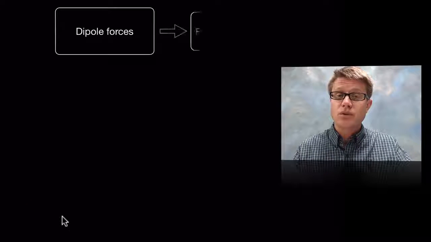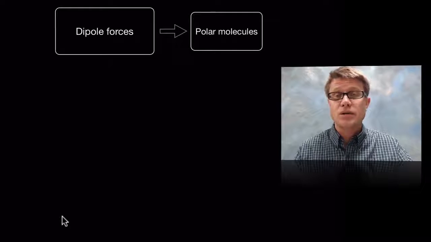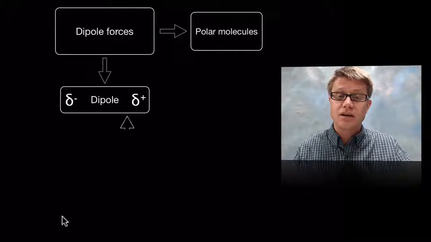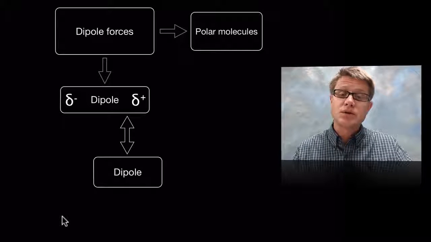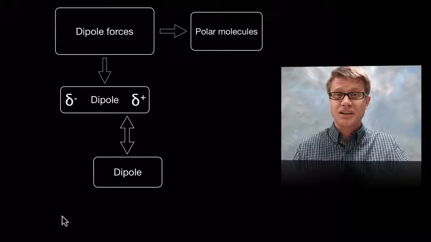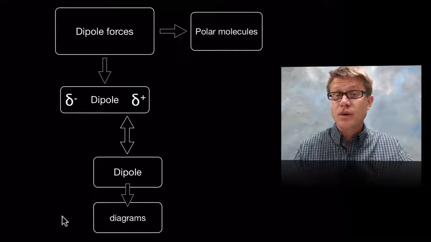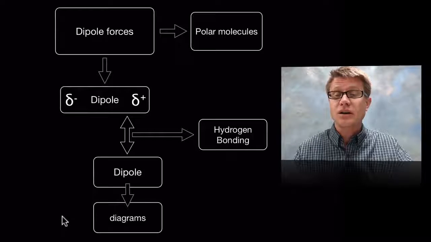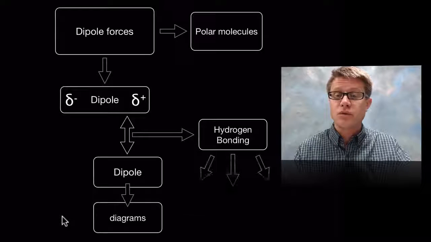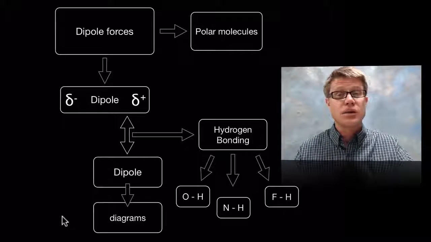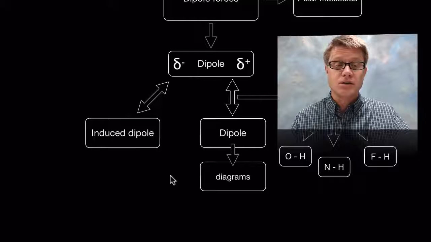And so dipole forces are going to usually occur when we have at least one polar molecule. And so that's called a dipole. It's going to have partial charges, positive and negative. And so we can have a dipole force between a dipole and a dipole. So it's called a dipole-dipole force. We can use diagrams to figure out how they're going to orient themselves, and the most famous one is called hydrogen bonds. Hydrogen bonds are going to form when we have hydrogen bonded to either oxygen, nitrogen, or fluorine, and it creates a dipole. It's going to hold molecules together.